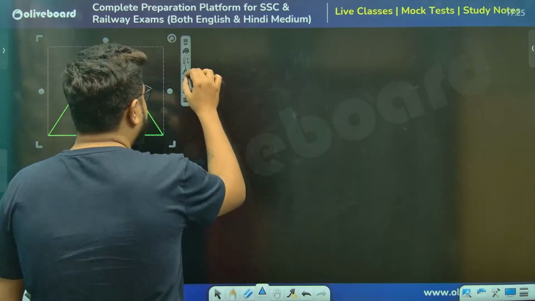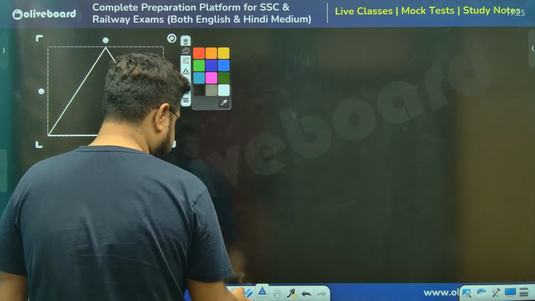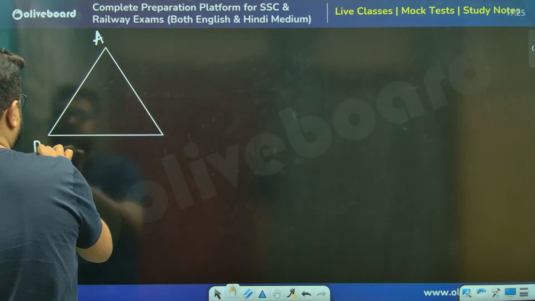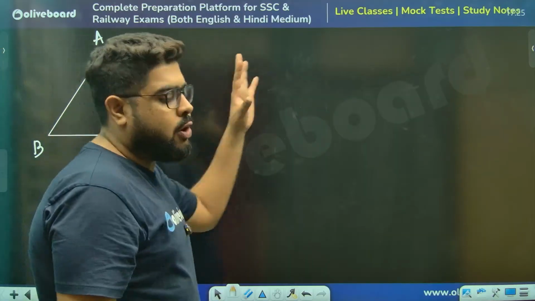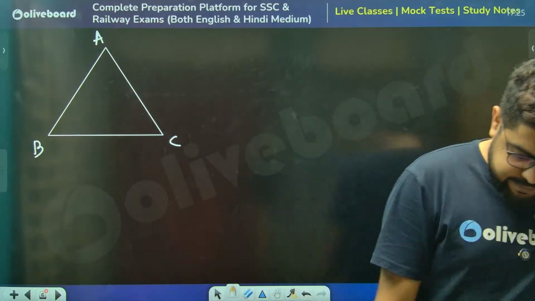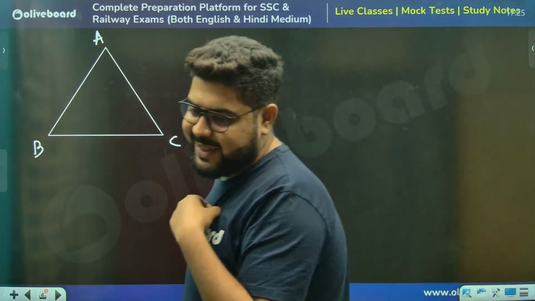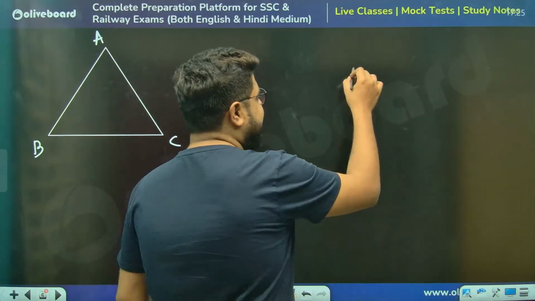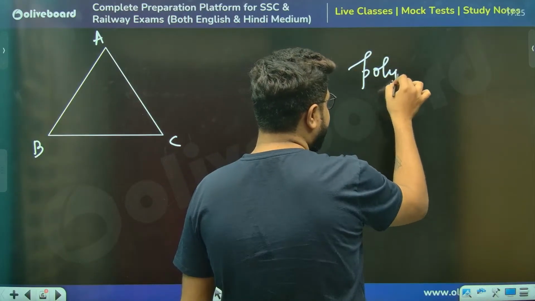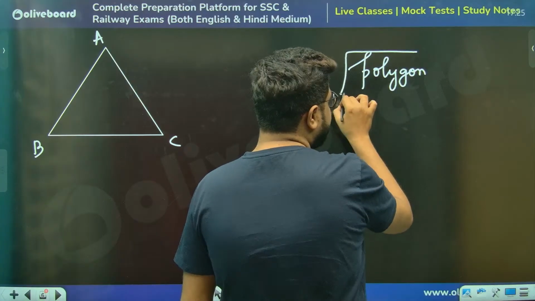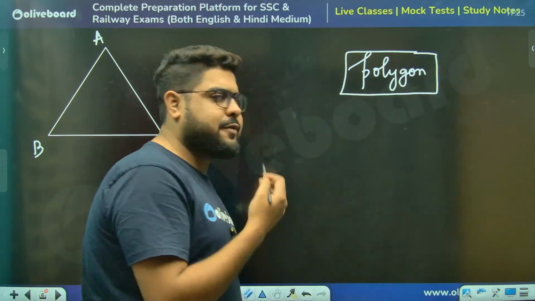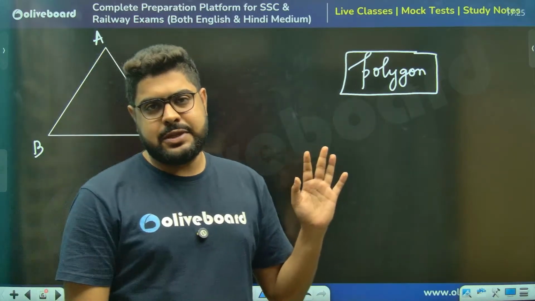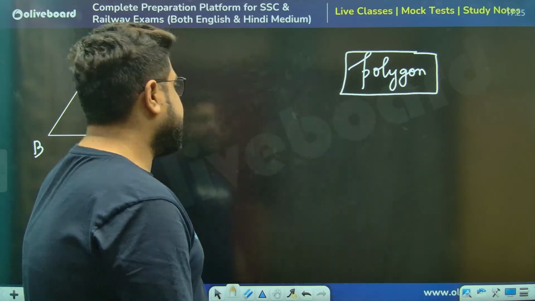We all actually know this. So first things first. In any polygon, that is absolutely in any polygon. Polygon means any geometrical figure having more than two sides. So the smallest possible polygon is a triangle.